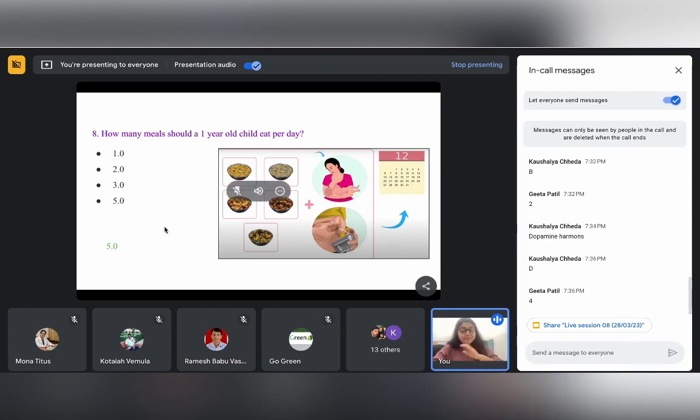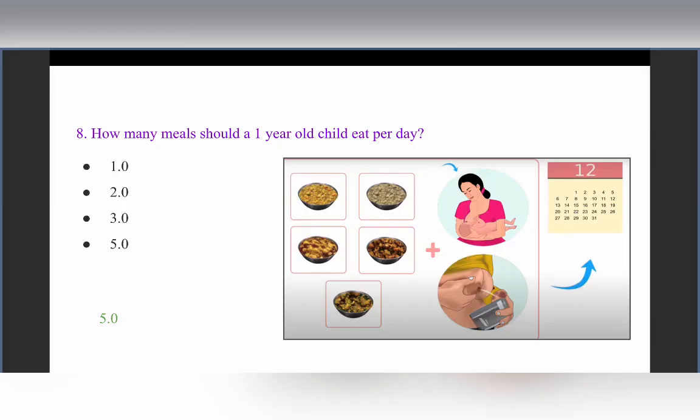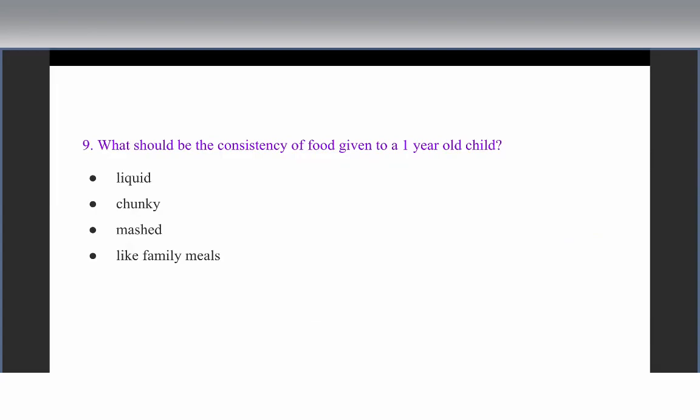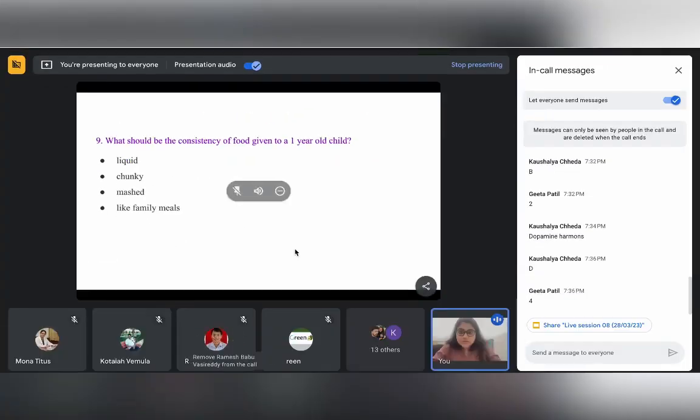So please remember all these age stages and what kind of requirements they have. Say at the stage of 7 months or 8 months, what is their requirement, and how much food do they need. For the purposes of your examination, please go through these carefully, right? Okay, so we'll move on to our next question. What should be the consistency of food given to a 1-year-old child?